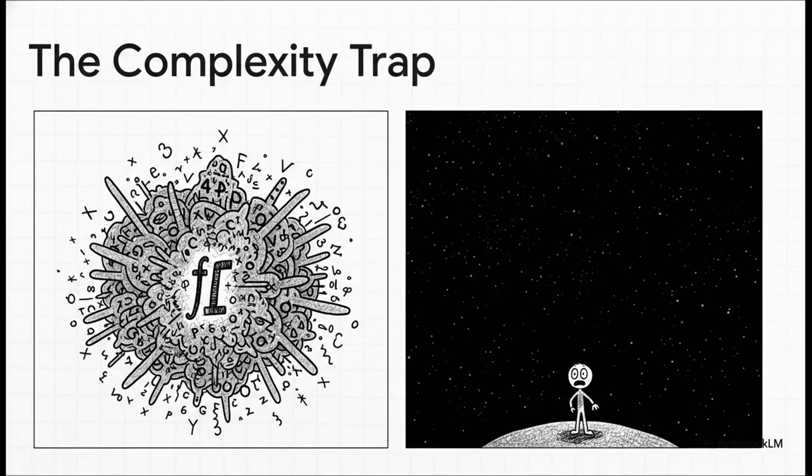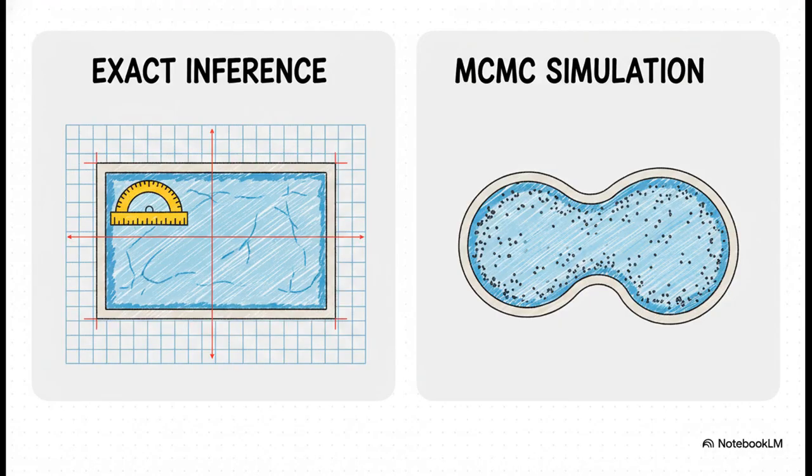Then you've got the curse of dimensionality. Get this, with 50 or more parameters in your model, there are literally more possible solutions to check than there are atoms in the entire known universe. So the math isn't just hard, it is physically impossible. So if perfect math is off the table, what do we do? We have to change our strategy completely.